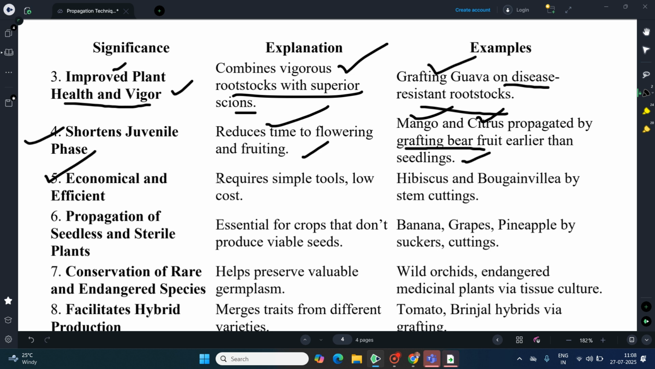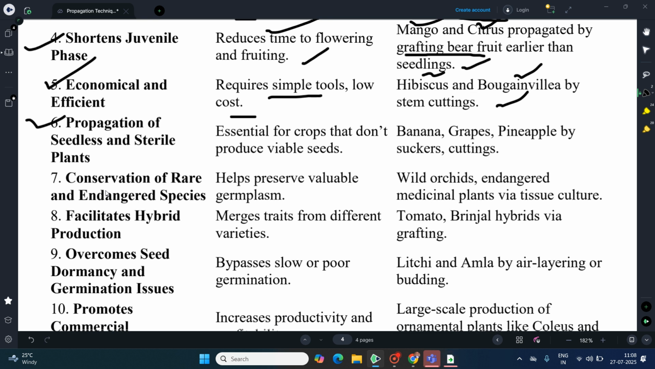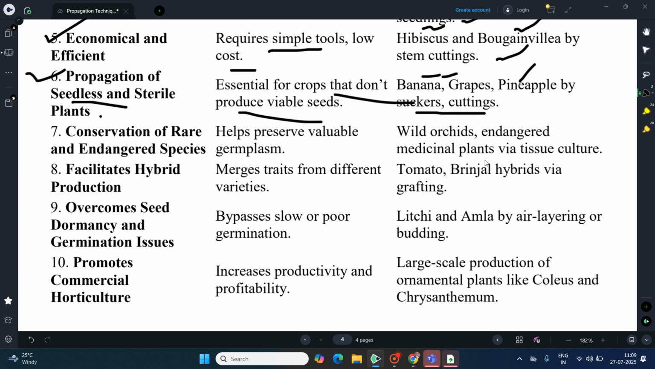Fifth, it is economical and efficient, it requires simple tools and low cost. Example, hibiscus and bougainvillea by stem cutting. And the sixth importance is propagation of seedless and sterile plants. It is essential for crops that do not produce viable seeds. Examples, banana, grapes, pineapple, propagated by suckers and cuttings.